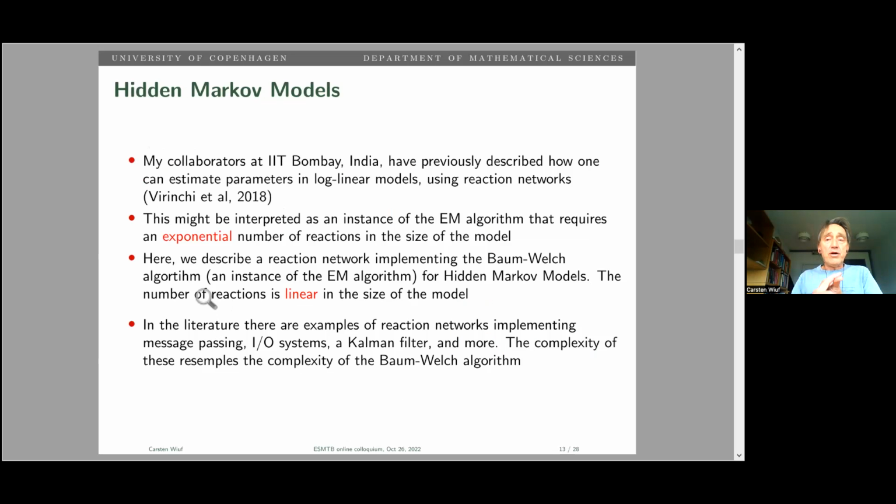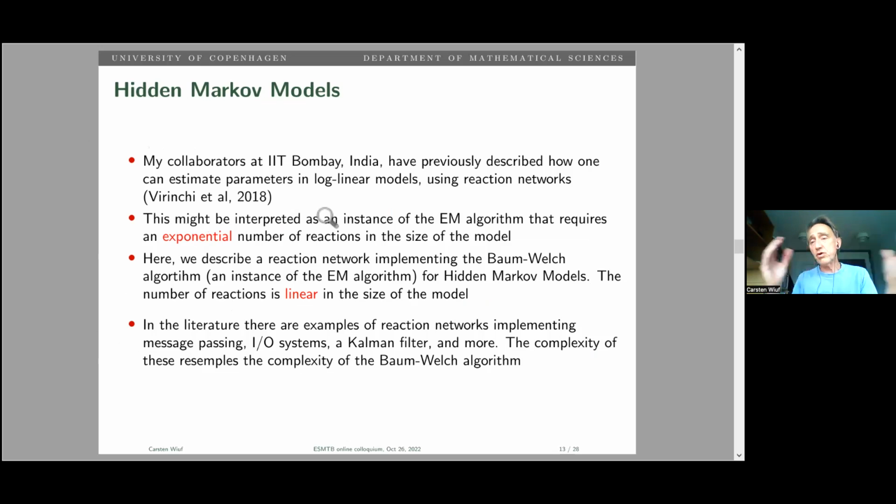So that was molecular machines, and it was reaction networks. And now I jump to hidden Markov models. And after that, we are sort of ready to move into the main part of, or the aim of my talk. Right? So my collaborators at IIT Bombay have previously described how one can estimate parameters in log linear models.